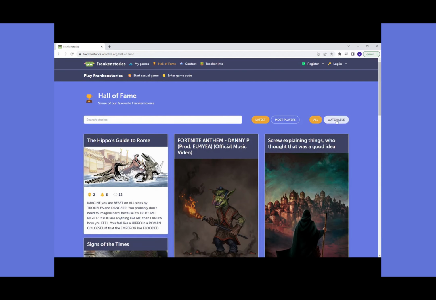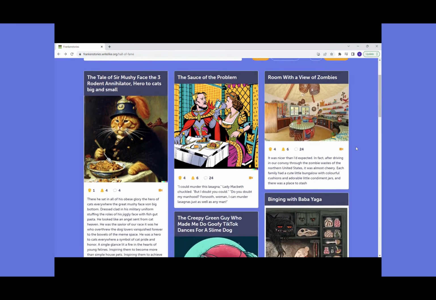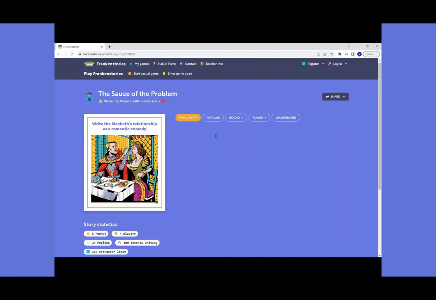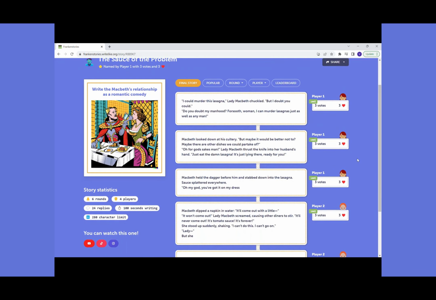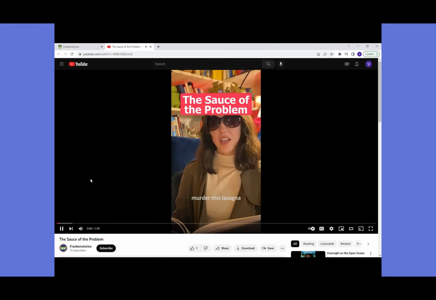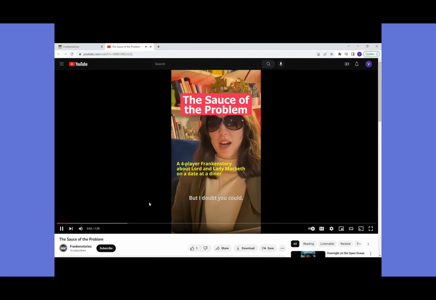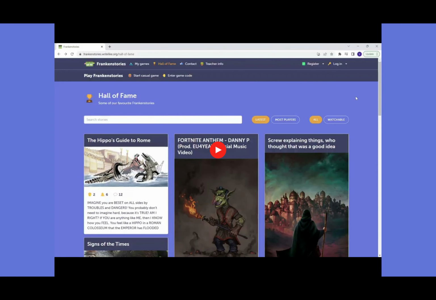Something else that's really cool about this is the modification and the augmentation of its own platform. If you don't want to be reading through all of these, they have a playable option where some of the best of their stories have been turned into YouTube videos of people reading them out in character. That's a really great way that they've modified their own technology from just being a writing-based platform to also being a visual platform.